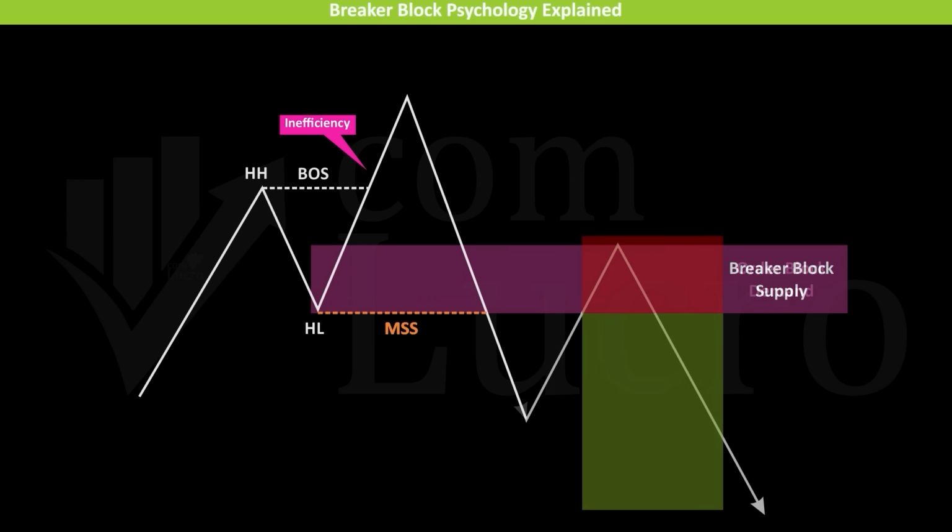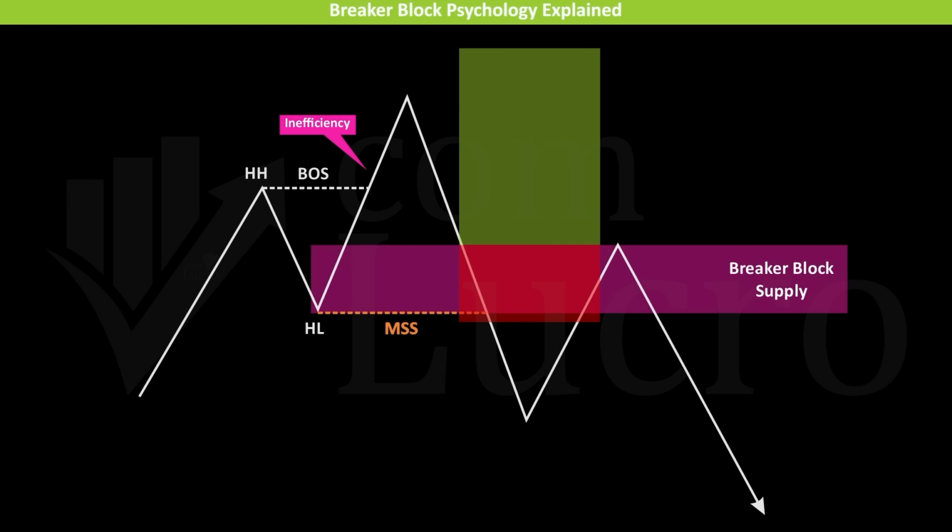When this happens, the original demand level loses its strength and turns into a supply level as the price breaks through the order block to the downside. The psychology behind the breaker block is straightforward. Traders who went long from the original order block now find themselves trapped. They wait for price to return to break even so they can exit without taking a loss.